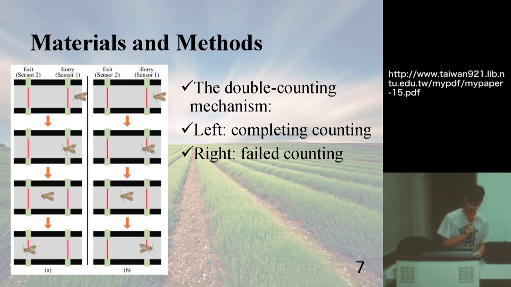At the left side, if we just use one sensor, we don't know whether the bug is going inside the box or going out from the box, so we use two sensors. On the left side, the bug will touch sensor one first and sensor two second, so we will know that it is going into the box. And if the bug goes inside and goes outside by the right side, then the system won't count it.